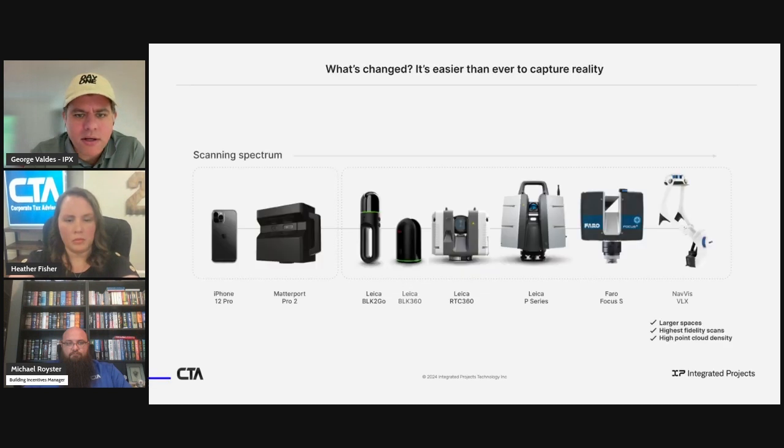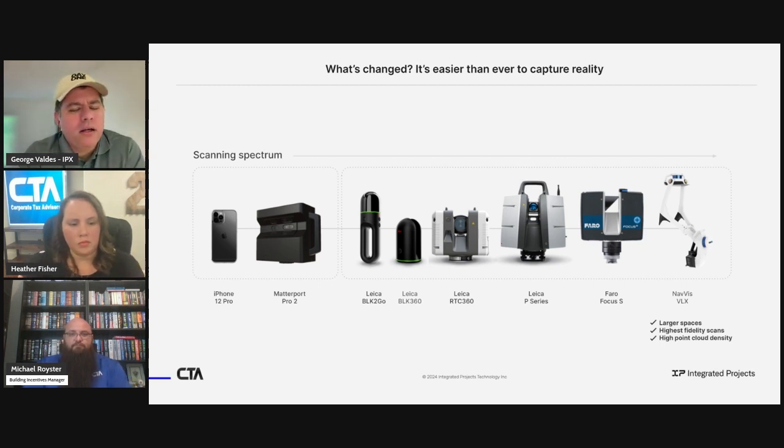And what has changed in the general landscape, what has really been the tailwind to what we're doing here at Integrated Projects, is that the cost of capture has been decreasing substantially over time. It used to be that you had to pay an exorbitant amount of money to get reality capture done, back, let's say, even 20 years ago.